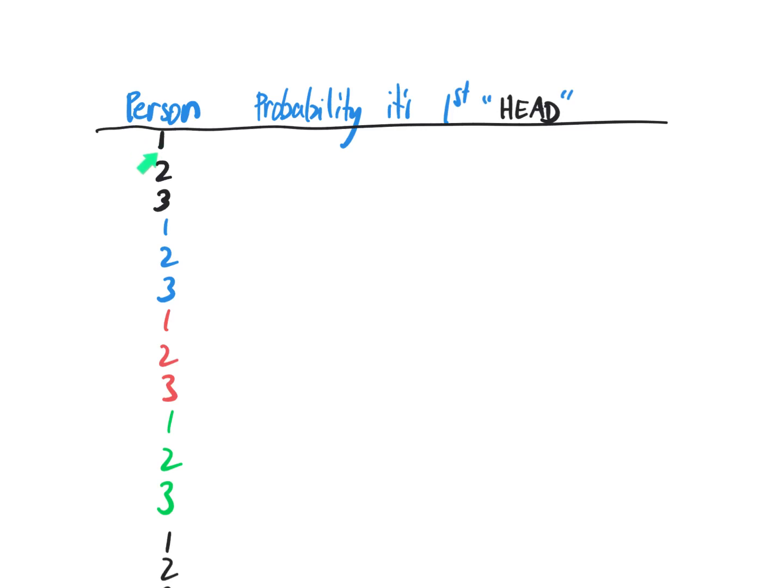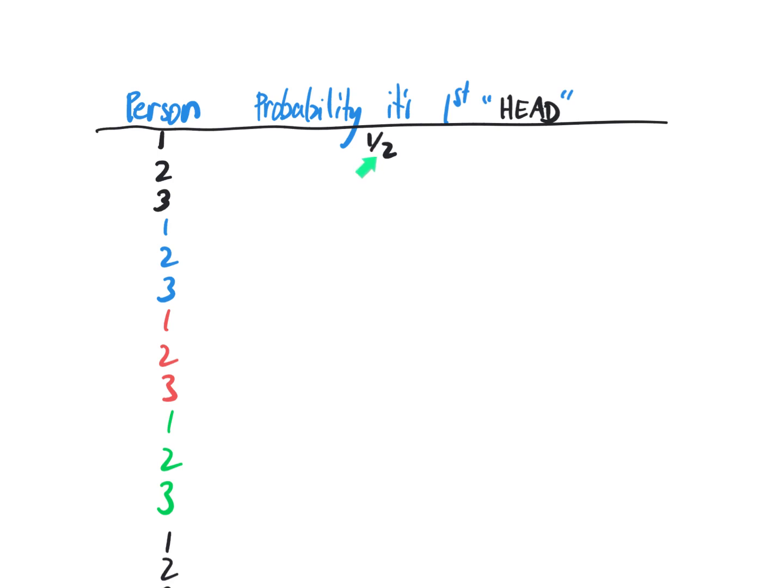All right, first, they're going one at a time, in order. Person 1 will toss a coin, then person 2 will toss a coin, then 3, and if no heads have been tossed, then we start over again, and we keep going until a head is tossed. So when person 1 tosses a coin, the probability that they tossed a head is 1/2.